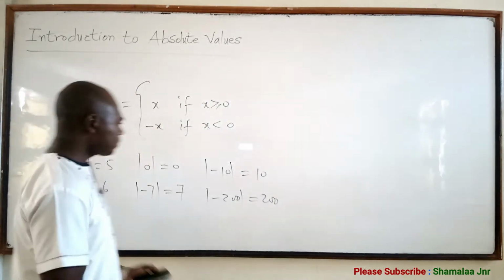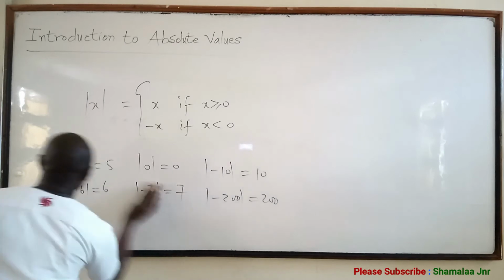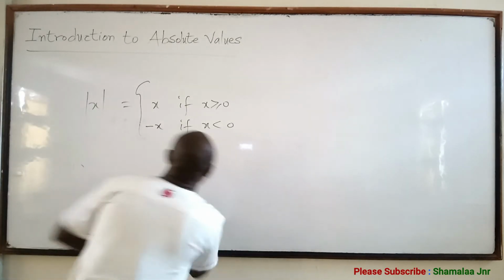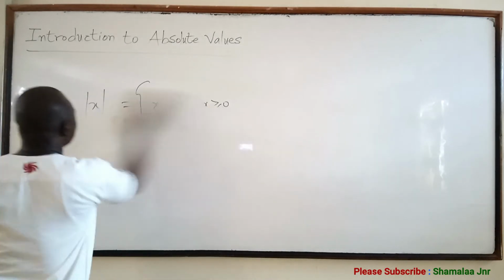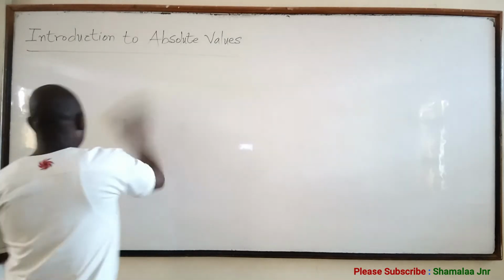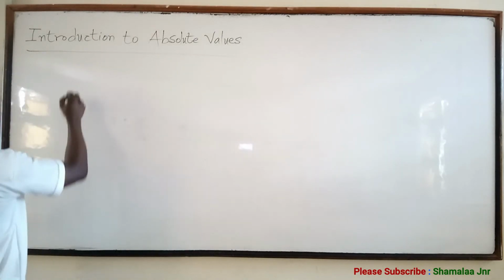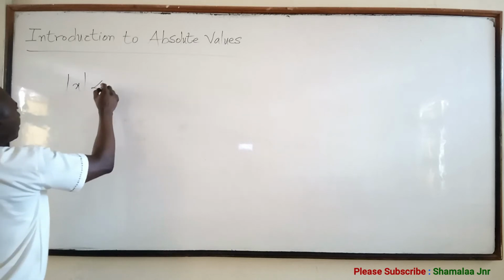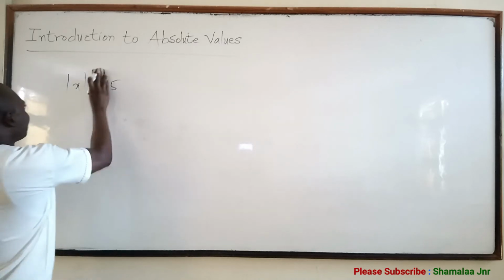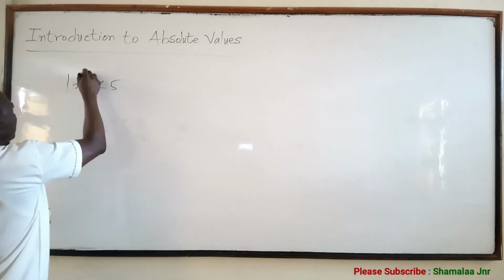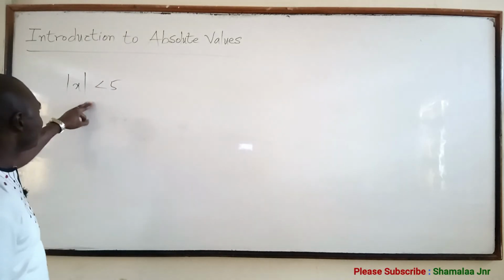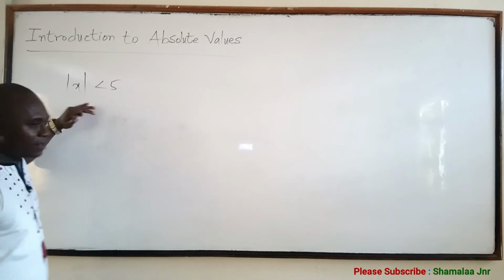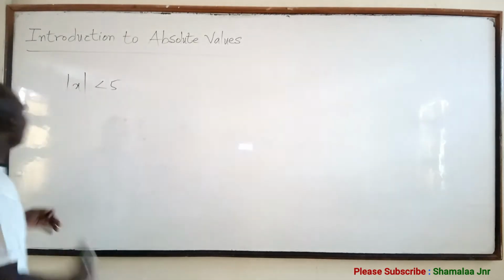Now, viewers, let's look at some of these things. You should never forget this definition. You can be given something like this: absolute value of x is less than, say, 5. You can be asked to solve for x. What are the values of x which will satisfy this inequality?